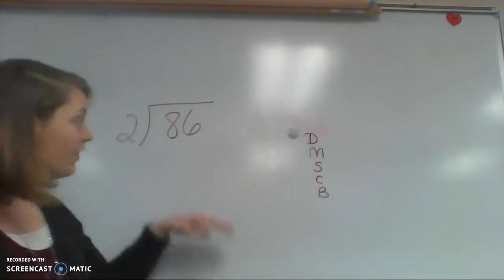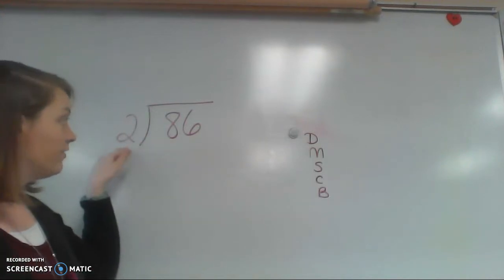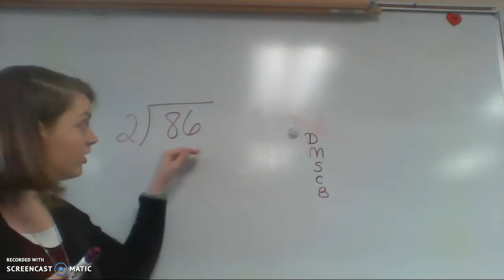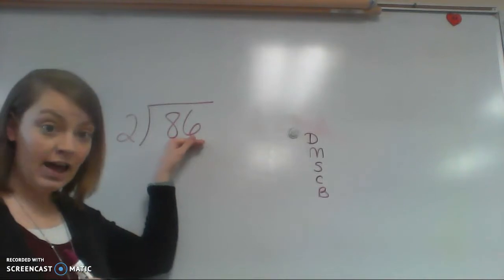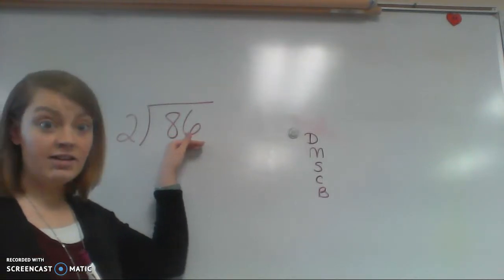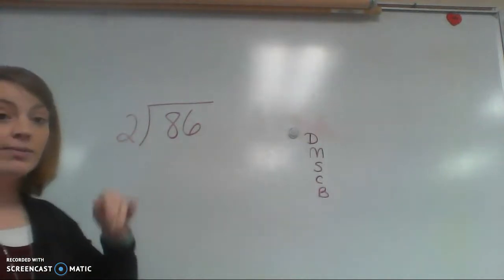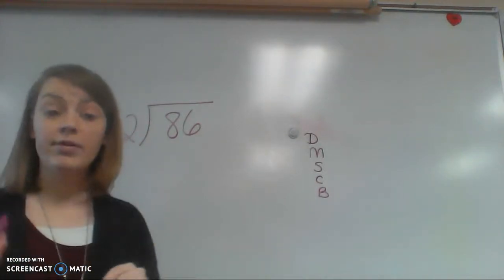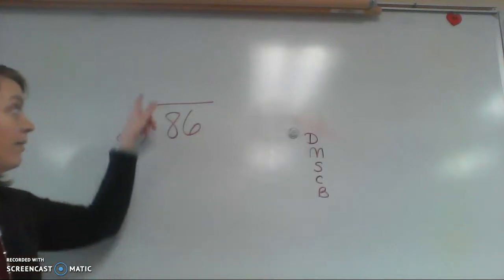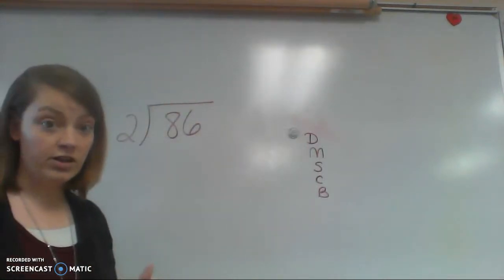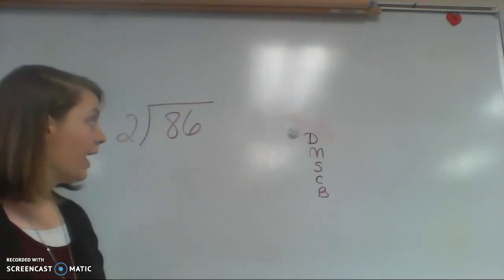So let's try this one. Here I have 86 divided by 2. Don't forget our terms here. 86, the number under the house, is my dividend. It's the total amount I have. My outside number here is my divisor. That's how many groups I'm dividing it into. And then my answer up here is the quotient. So let's go ahead and get started.